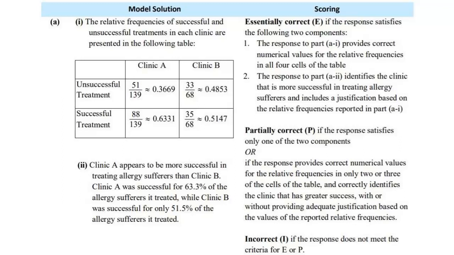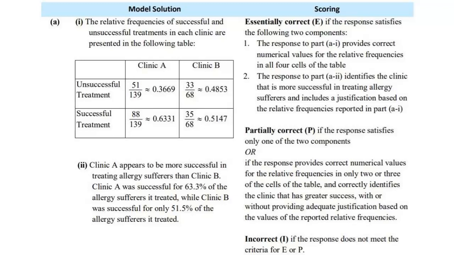All right, so when we do relative frequency, we're looking at each of these clinics. That 139 is the total of people treated at Clinic A. So they had 51 out of 139 unsuccessful treatments at Clinic A. They had 88 out of 139 successful treatments at Clinic A.